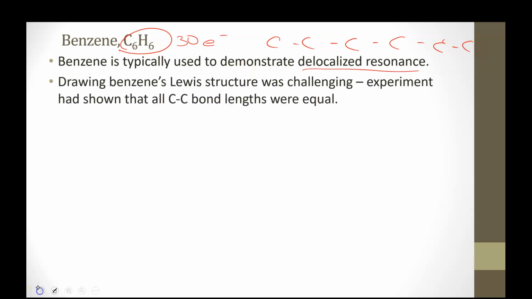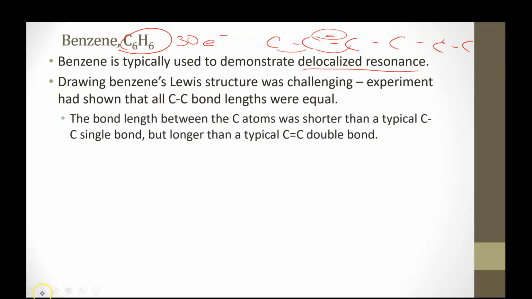And so they came up with this model. They were trying to figure this out, and they know that the bond lengths between these carbons are all equal to each other. They're all the same length. But the only way they could draw the Lewis structure was to create these, they're called Kekule structures. The bond length between the carbon atoms is shorter than a single bond, but longer than a double bond, because it has this resonance. Both of these structures add up to 30 electrons.